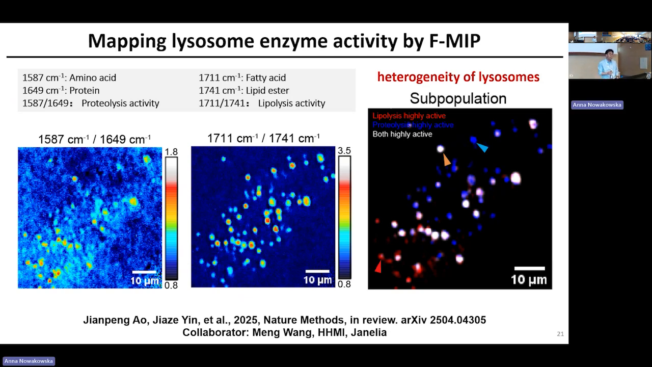So now we can use this method to study how the lysosome changes its function during many processes, like tumor progression, during Alzheimer's disease. And in this case, my collaborator Meng used this to study how the lysosome changes its function during the aging process in C. elegans. So you can imagine how powerful this technique will be, because we can use this to study every organelle, every structure inside the cell.